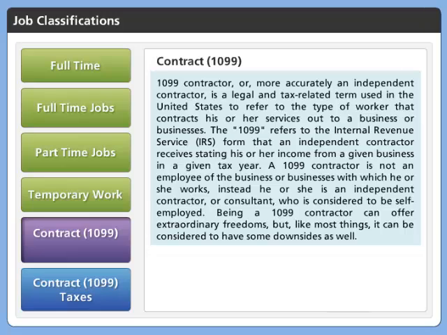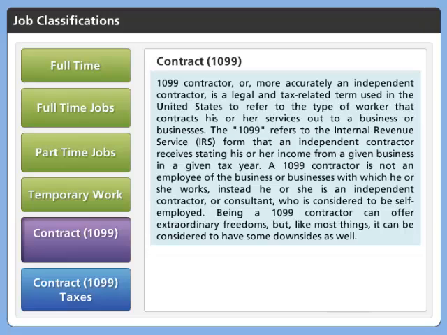A 1099 contractor, or, more accurately, an independent contractor, is a legal and tax-related term used in the United States to refer to the type of worker that contracts his or her services out to a business or businesses. The 1099 refers to the Internal Revenue Service, IRS form that an independent contractor receives stating his or her income from a given business in a given tax year. A 1099 contractor is not an employee of the business or businesses with which he or she works. Instead, he or she is an independent contractor or consultant who is considered to be self-employed.